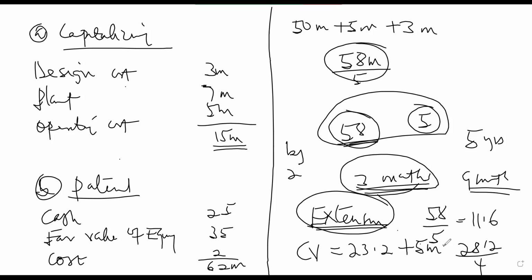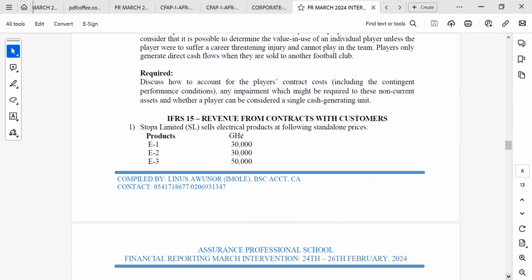Someone will ask, what about a salary increase? The salary increase is as a result of the performance. So that will be treated as what? As an expense. It's just like a normal salary. All right, so that is all about the accounting for those issues. Let's come to revenue from contract with customers.